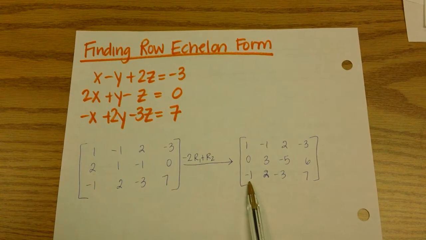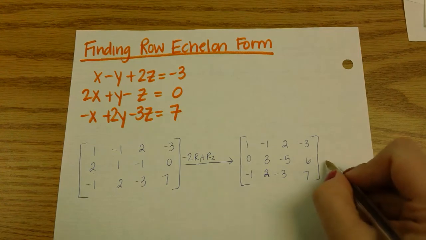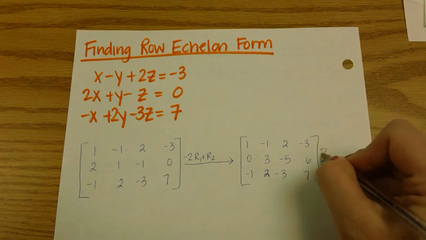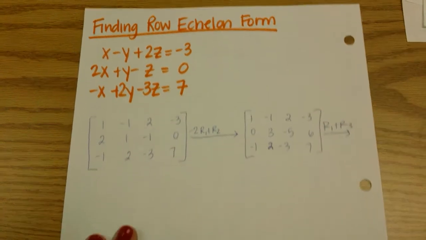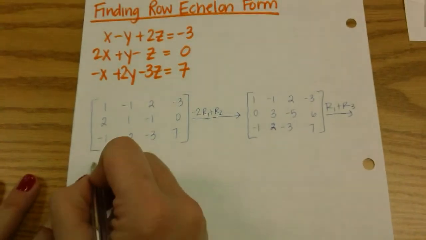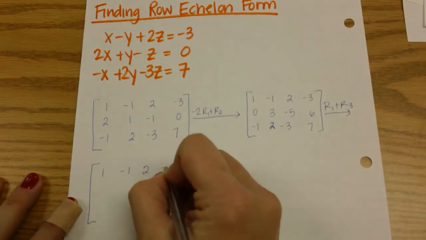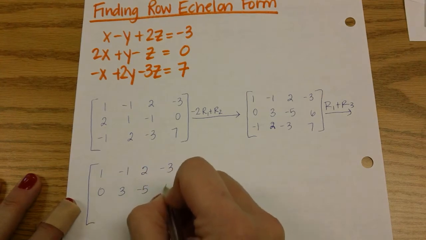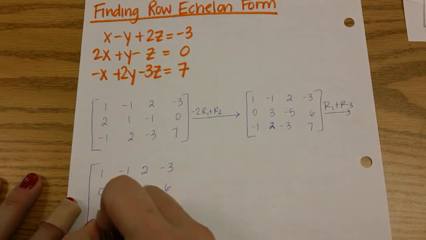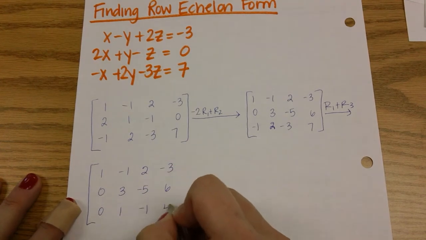So in this case, all we have to do, see how it's a +1 here and a -1 here, is add row 1 to row 3. Okay, so we're just going to add row 1 to row 3. And what ends up happening is the first 2 rows stay the same, and then our last row becomes 0, 1, -1, and 4.